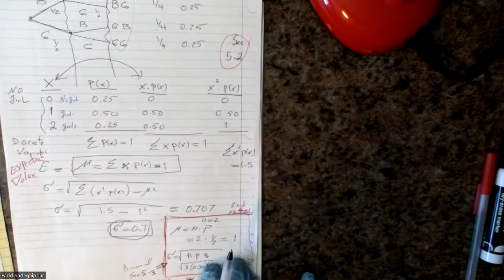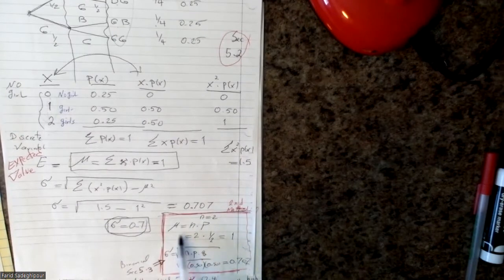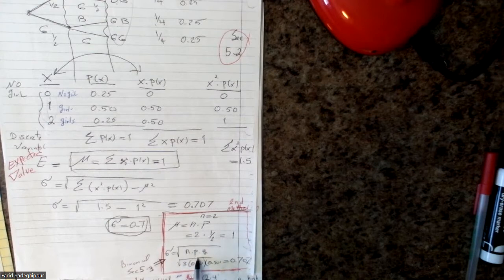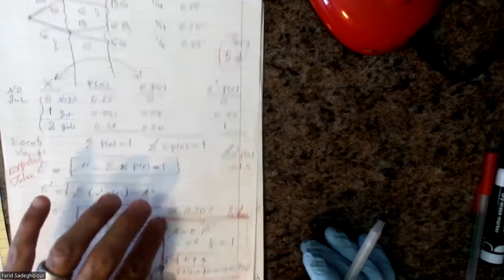And in the past, we also had this formula that we use for the binomial when you have the mean and standard deviation. I'll show you that second method as well here. That's what we practiced before.